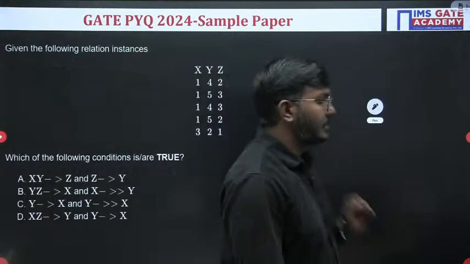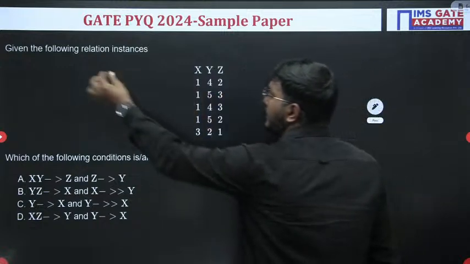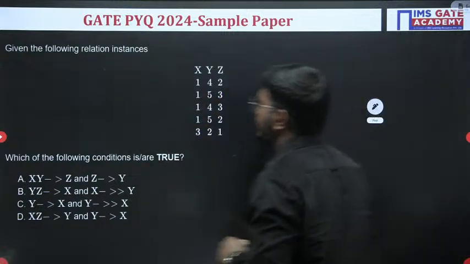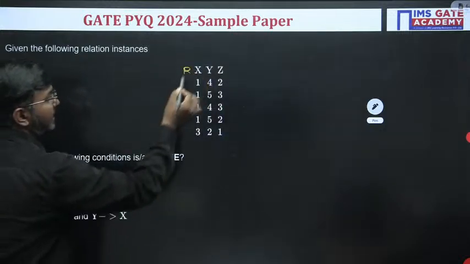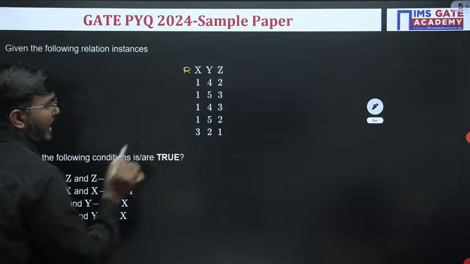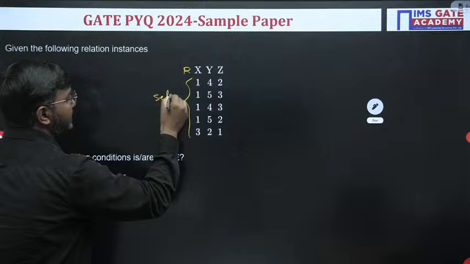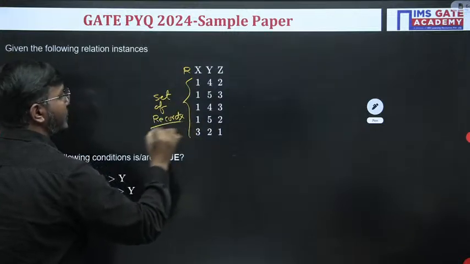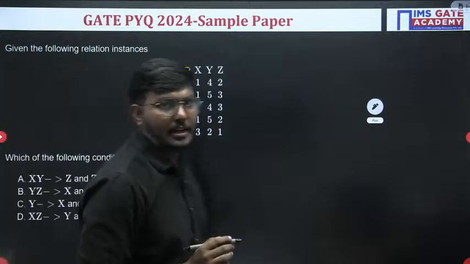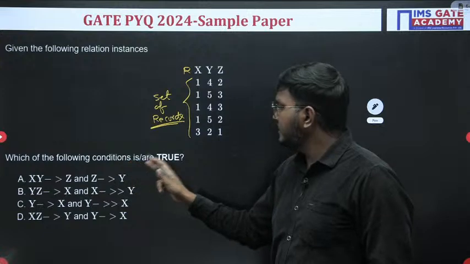Okay, this is just from the sample paper here. So they are asking here for the given relation instances. This is a relation, let's say this relation is R, having attributes x, y and z, fine. And an instance is nothing but a set of records. This set of records is given for the relation R here. Understood? Now they are asking, which of the following conditions is or are true?